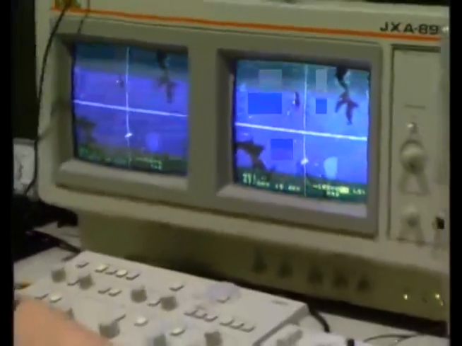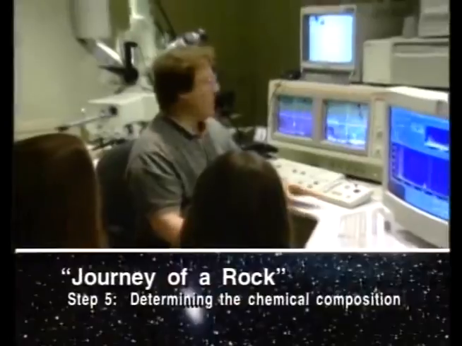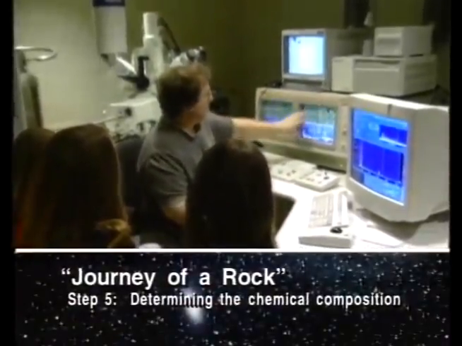Well, this is the instrument we're actually going to use to learn the chemical compositions of the minerals in our thin section. This has a fancy name. It's called an electron probe X-ray microanalyzer. And basically the name says it all. Electrons are because we're bombarding the sample with a stream of electrons. And that's what we're looking at here.